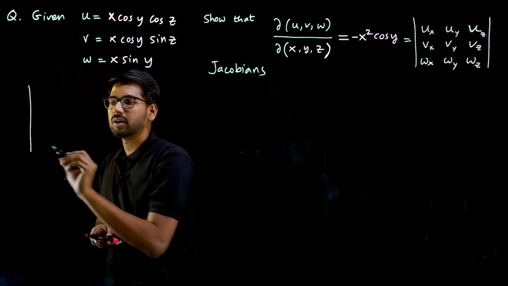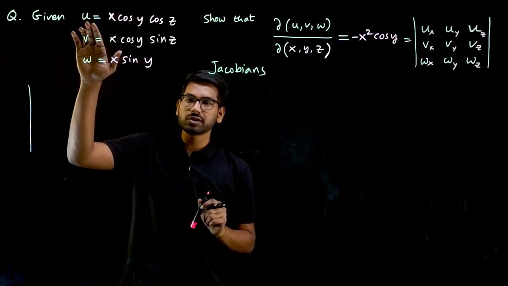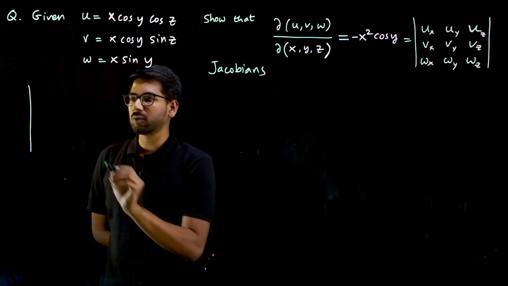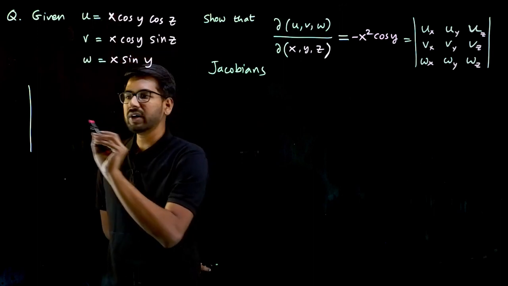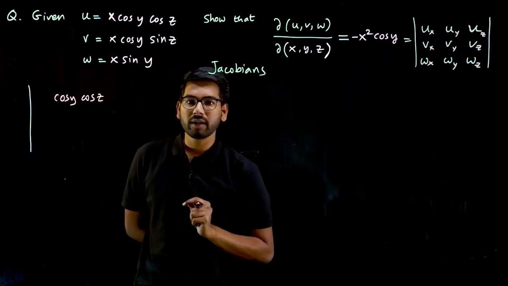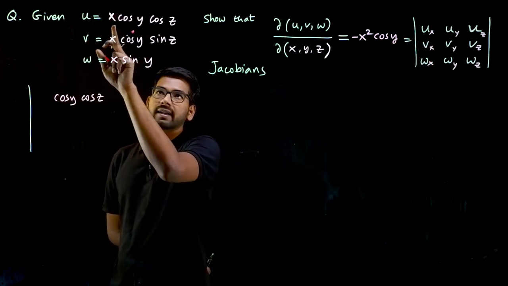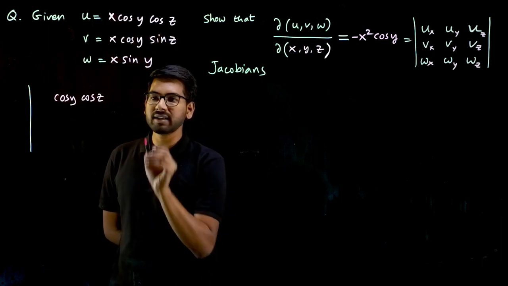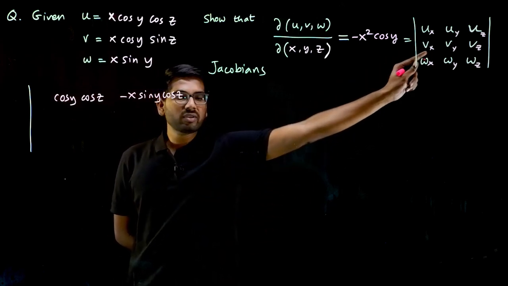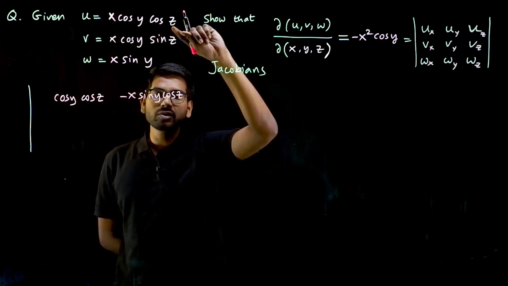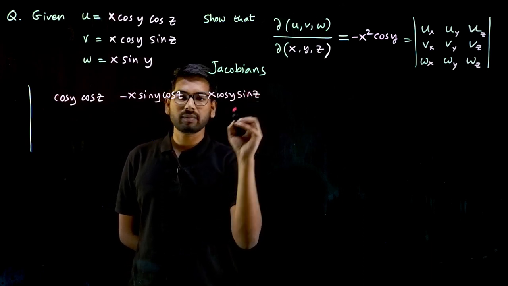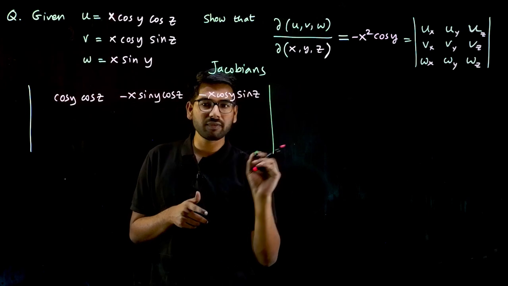So the first element is u sub x, that is, partial differentiation of u with respect to x. So we have to consider cos y and cos z as constant. Differentiation of x with respect to x is 1. The first element is 1 cos y cos z. The second element is u y, partial differentiation of u with respect to y. So x and cos z are constant. Differentiation of cos y is minus sin y. So it is minus x sin y cos z. Right. U sub z, partial differentiation with respect to z: differentiation of cos z is minus sin z. So that's minus x cos y as it is, and cos z becomes sin z. Okay, so this is the first row of the determinant.